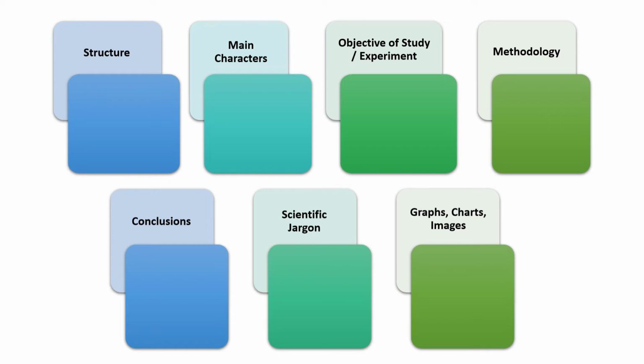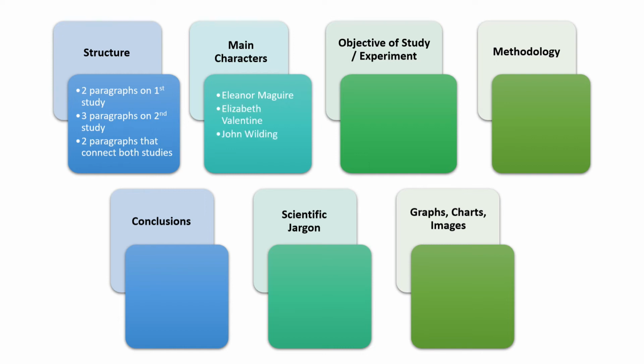Let's sum up some key aspects of this passage. In terms of structure, we have 2 paragraphs that focus on the first study, 3 paragraphs on the second study, and 2 final paragraphs that connect both studies. Our main characters are Eleanor Maguire, the original neuroscientist who coordinates the first study, and Elizabeth Valentine and John Wilding, who team up with Maguire for the second study.